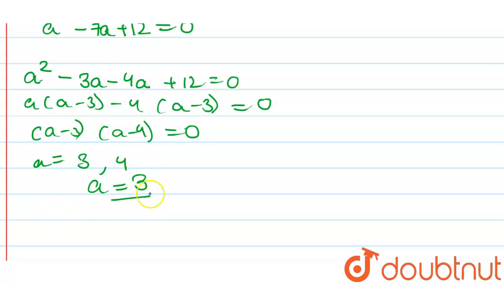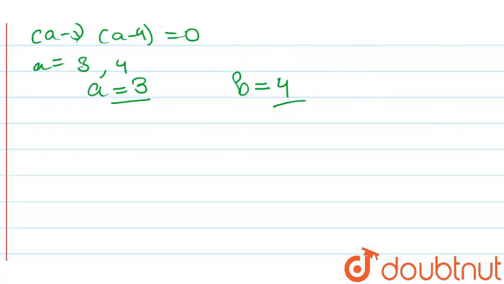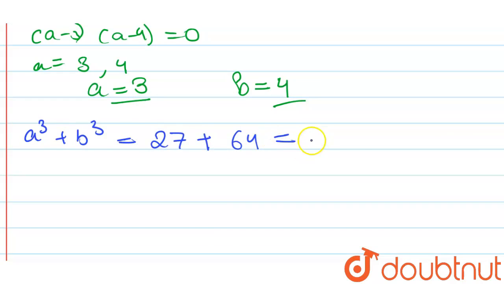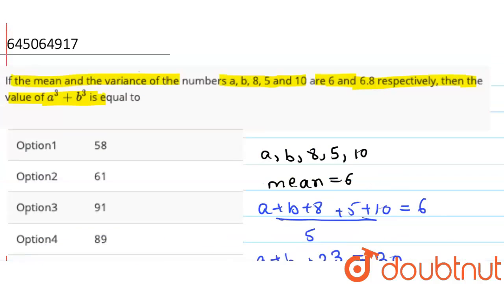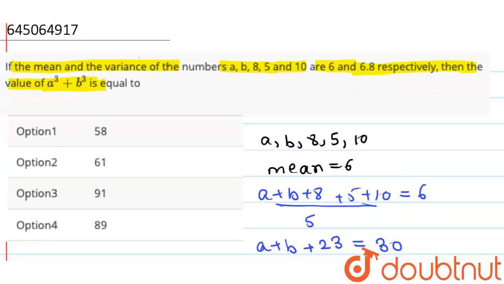Right. So now when the value of A is equal to 3, then the value of B we will get as 7 minus A, that is 4 here. Now we had to find the value of A cube plus B cube. So that is 27 here plus 64. Right. And 64 plus 27 here is equal to 91. So this is your correct answer. Now let us see which of the following options it matches. So it matches option number 3. So this is your correct answer.